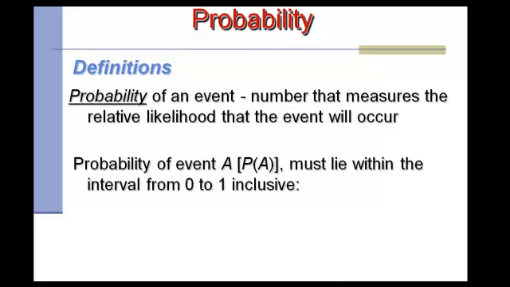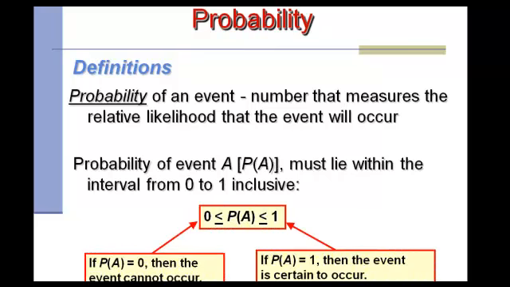6 out of 36. Now, probability, this topic probability. First of all, the probability of any given event occurring basically is just telling you the likelihood that that event will occur. Probability is measured from 0 to 1 inclusive, meaning the probability of any given event must lie within that interval from 0 up to and including 1.